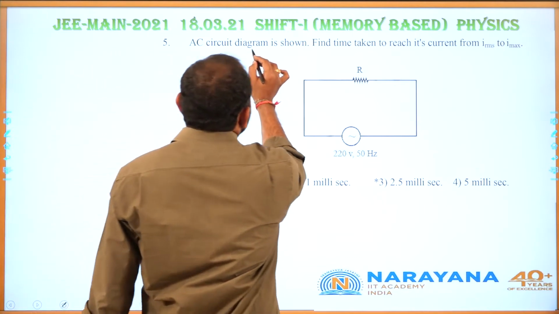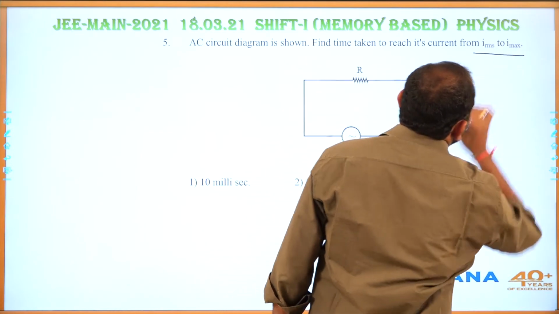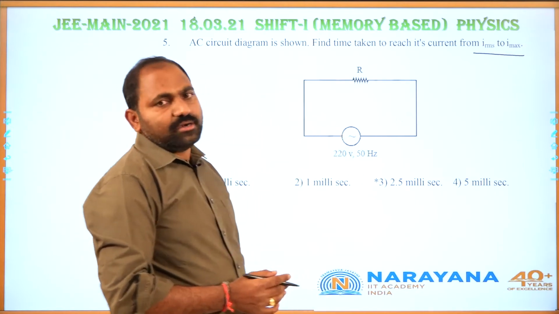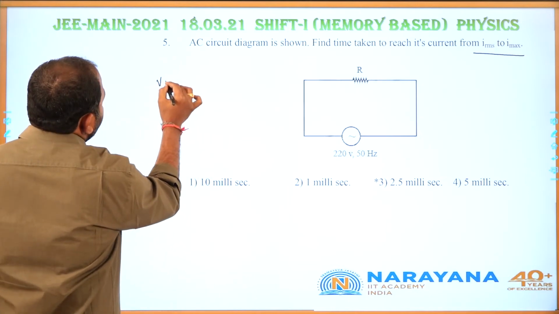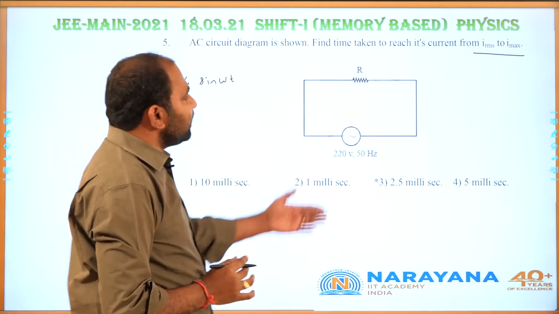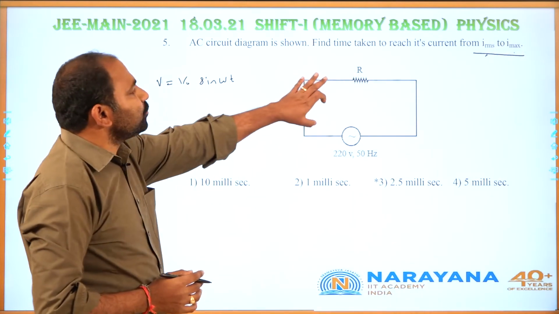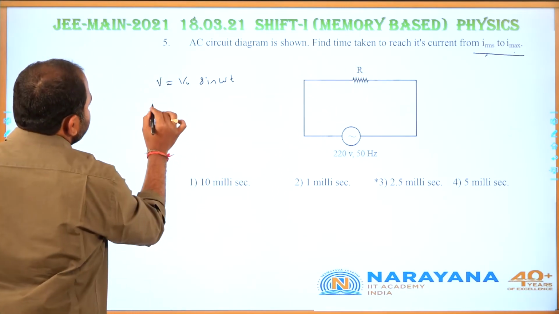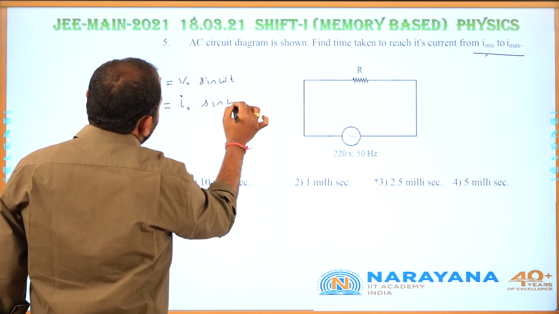Here it is given, an AC circuit diagram is shown. Find the time taken for the current to reach from I_RMS to I_max. Actually here the initial phase is not mentioned. Let us just take the ordinary function V equal to V naught sin omega t. He is asking the time for the current to change from I_RMS to I_max. We know that it is a purely resistive AC circuit. Current will be in phase with the applied voltage. So the current in the circuit can be written as I equal to I naught sin omega t.